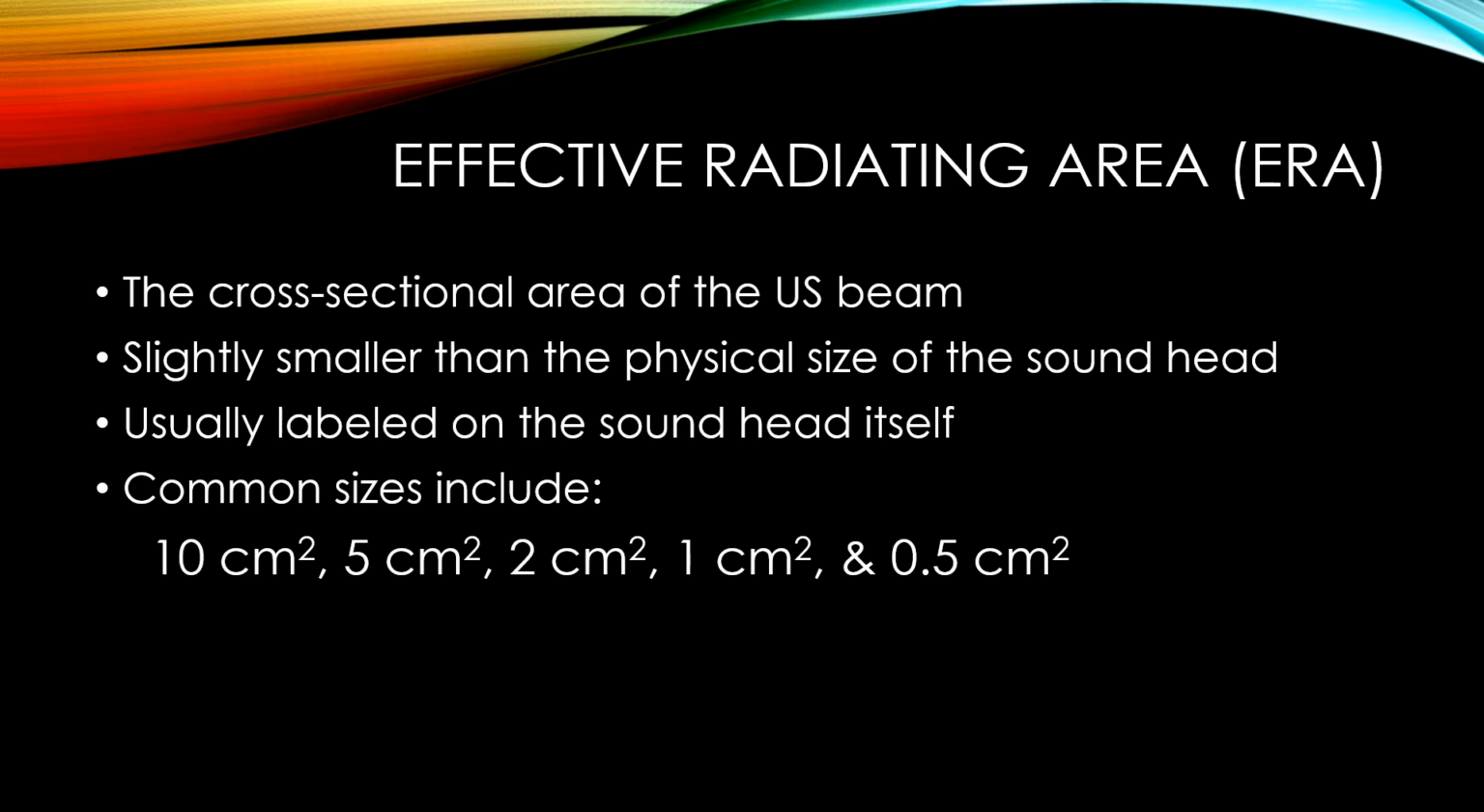Another parameter that the therapist will set when applying therapeutic ultrasound in the clinic is effective radiating area, or ERA. The effective radiating area, or ERA, is essentially the cross-sectional area of the ultrasound beam. So if you saw the earlier video on properties of ultrasound, there was an image of the ultrasound beam as a little cylinder. And if you slice that cylinder, you will have the cross-sectional area of that ultrasound beam, and that's the ERA.